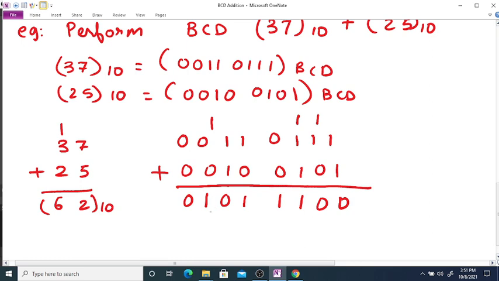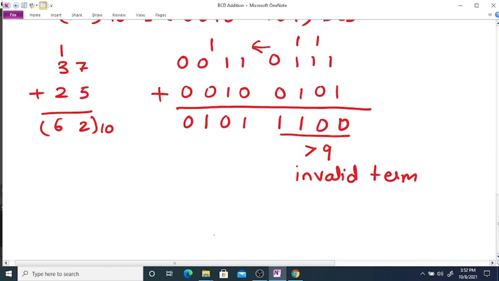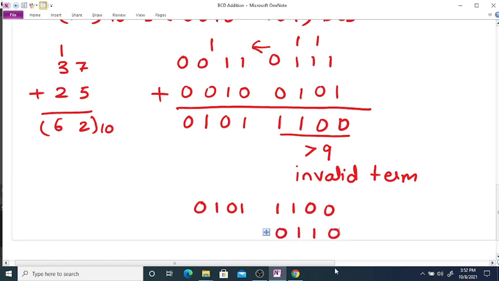Now, we can see that there is no carry from one group to the next group. But here we can see that the obtained sum term is greater than 9. So, this is an invalid term. So we have to add 6 to this term. We will write down the obtained answer as it is, and add 6 to the sum term.